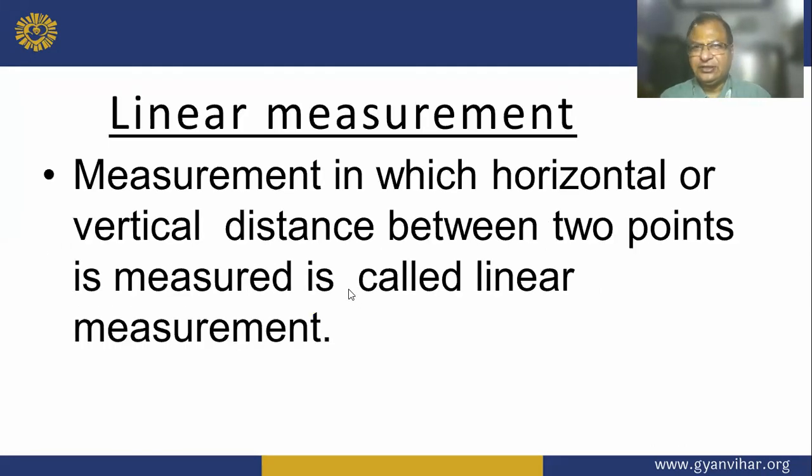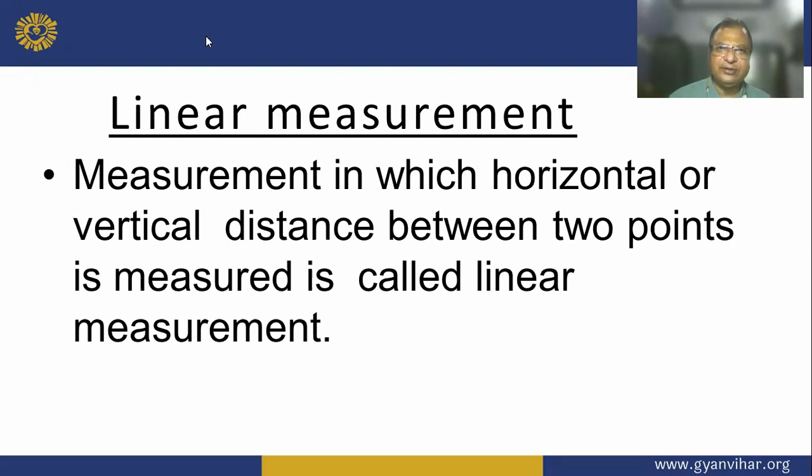Now we will discuss linear measurement. So a measurement in which horizontal or vertical distance between 2 points is measured is called linear measurement. Now first you think, what is linear measurement? Can you think? What is linear measurement? So linear measurement is that in which horizontal or vertical distance between 2 points is measured.